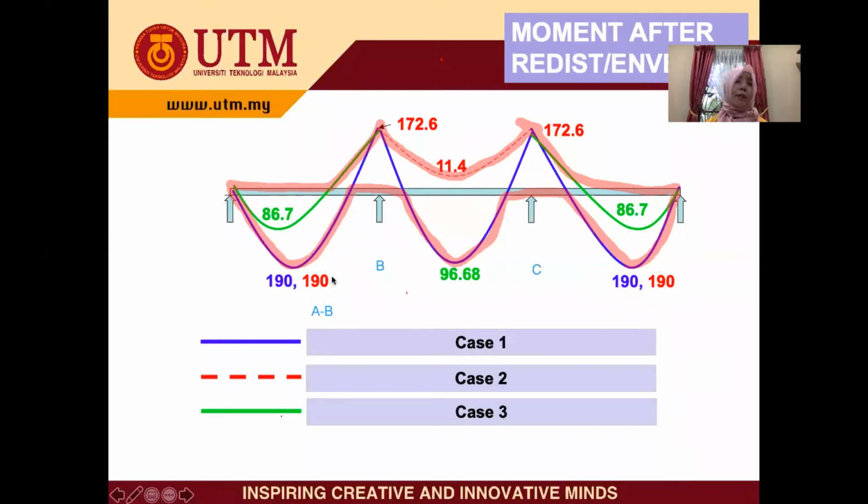But the moment that we are going to use is the maximum. For example, for span AB we use 190, and at support B we use 172 in design, while for BC we use 96.68.